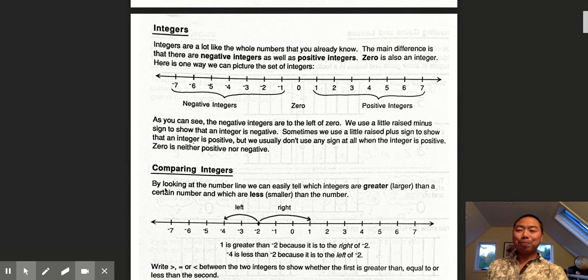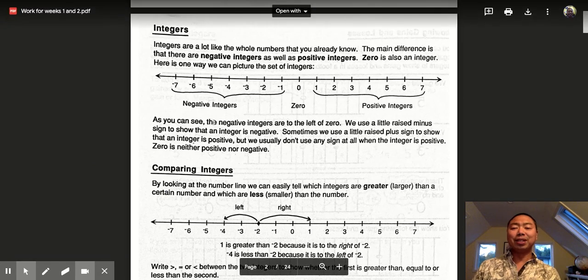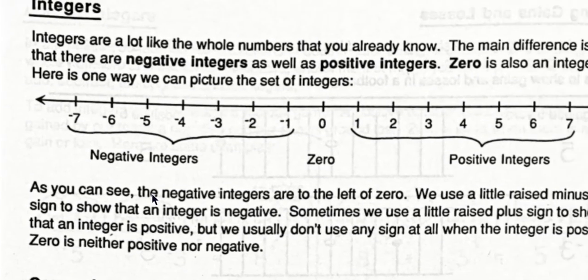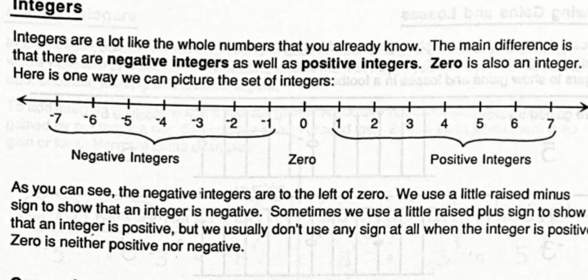Okay, the next page is called integers, and I want you to read along with me in order to practice your English. Okay, I'm going to zoom in. And okay, there we go. Integers. Integers are a lot like whole numbers that you already know. The main difference is that there are negative integers as well as positive integers. 0 is also an integer. Here's one way we can picture the set of integers. So this is called the number line.